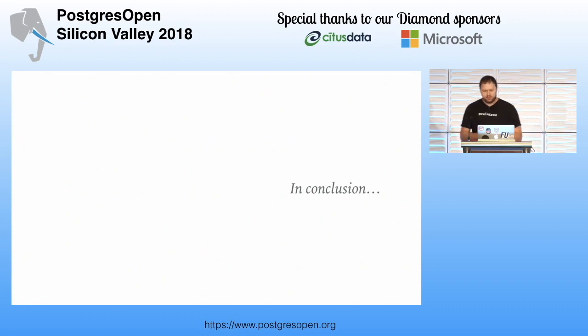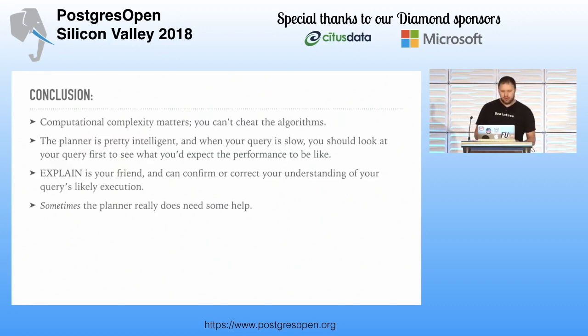So, in conclusion, I have a few concluding thoughts. First of all, I think computational complexity matters. It's not just an academic subject, because you can't cheat the cost of algorithms. They are what they are. I also think that the planner is actually very intelligent most of the time. It surprises me that it can do a lot of the things that it can do. Because of that, when your query is slow, my first assumption is that my query needs to be rewritten, not that the planner needs to be fixed.